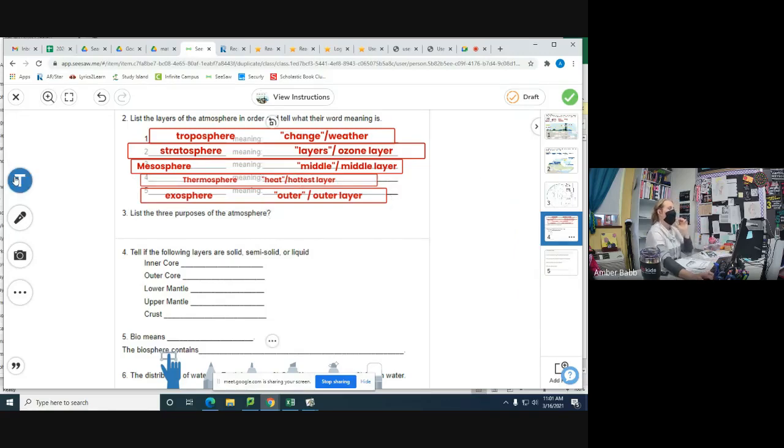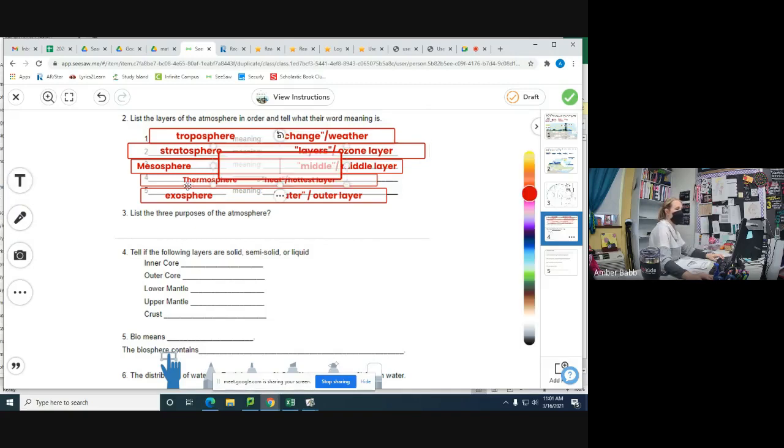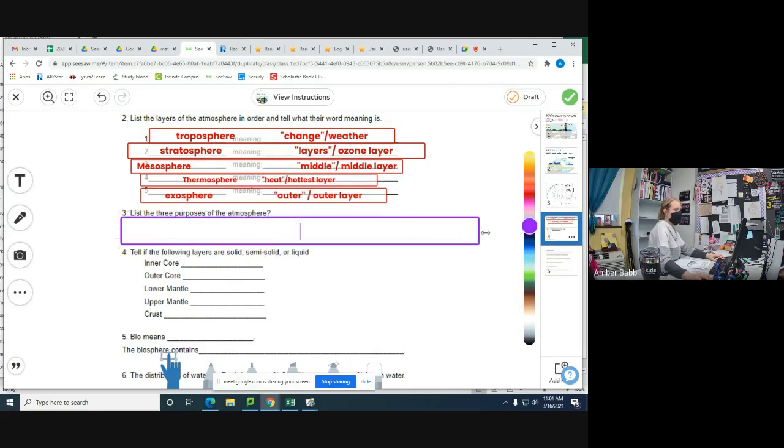Now, let's rewind our little brains. What are the 3 purposes? There are 3 things that the atmosphere does for us. Protect us from things. Hang on, you are not raising your hand. Lily, I saw your hand first, and then I will go to whoever is virtual. Lily, what does the atmosphere do for us? It protects us from the UV rays. All right, so number 1, protects from UV rays, ultraviolet rays. Okay. 2, what does it do?